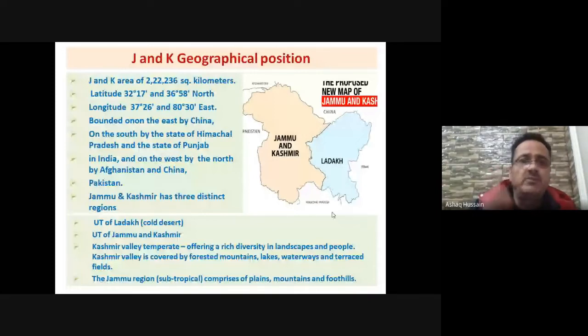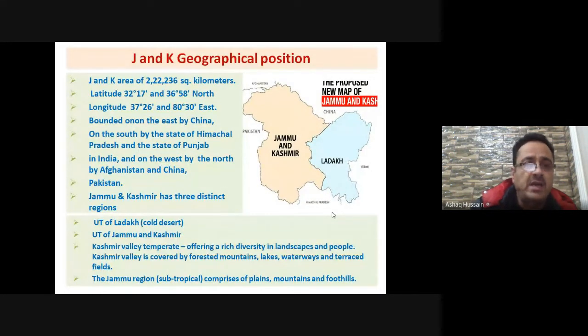We know that Jammu and Kashmir is the northernmost territory of India, and it is located between the latitude of 32 and 36 north and longitude of 37 and 80 east, bounded by China on the eastern and northern side and by Pakistan on the western side. Similarly, we have the states of Himachal Pradesh and Punjab on the southern side. So that makes the geographical position of Jammu and Kashmir. And at some point, we are also connected to the country of Afghanistan.